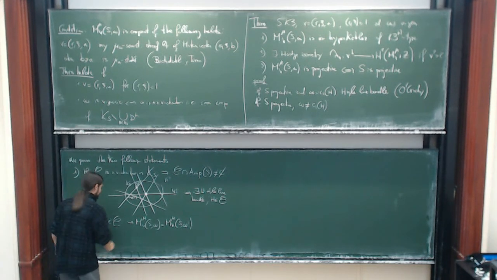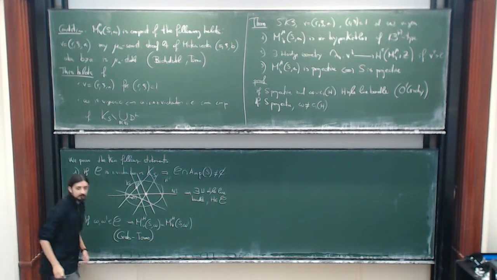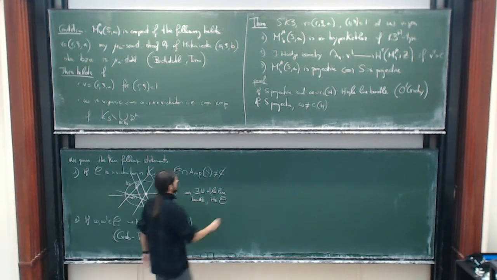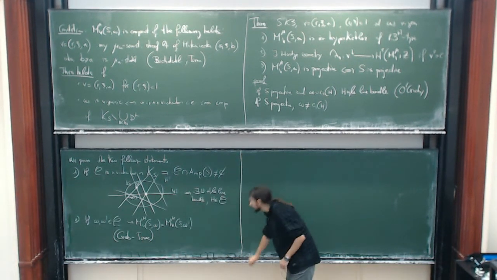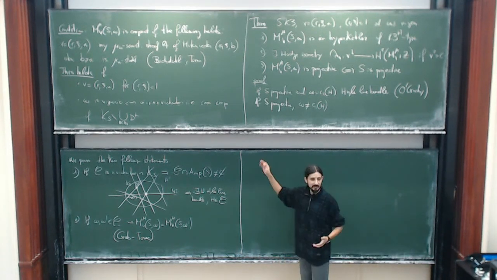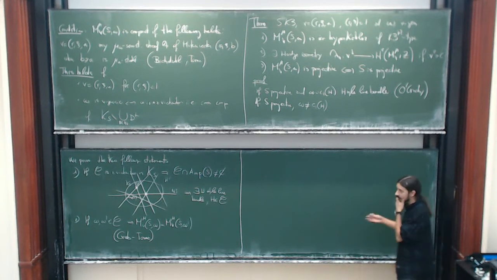You have to be careful for this. For example, the statement of this can be seen in a paper of Grieb and Toma. It's not so easy. You have to work to show this. So you put these two things together, and then you get the statement for the base surface projective.